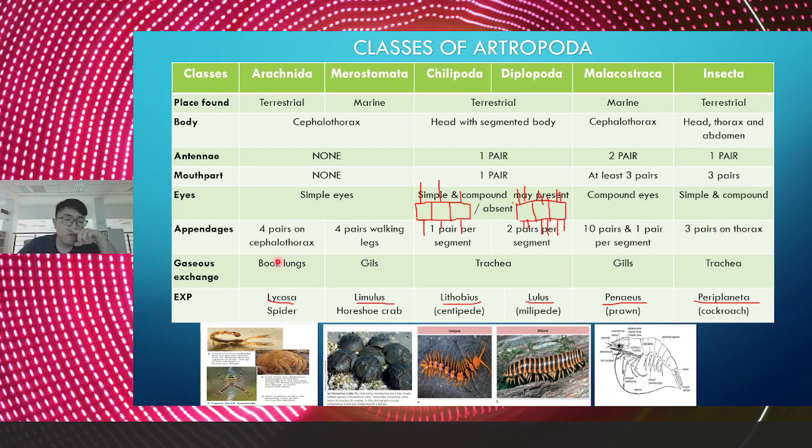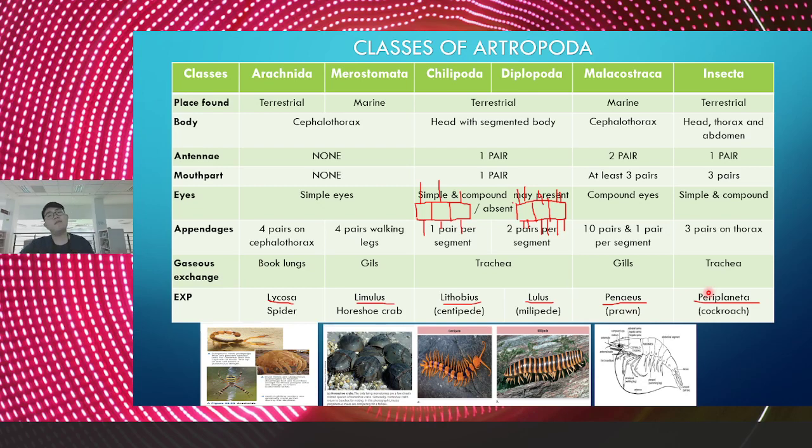Okay. And for the gas exchange, for Arachnida is use book lungs. Dia macam grab. Ada book lungs. For Merostomata is using gills, macam fish. For Chilopoda, Diplopoda, and insecta is using trachea. And Malacostraca also using gills, macam fish. Okay, that is example species.